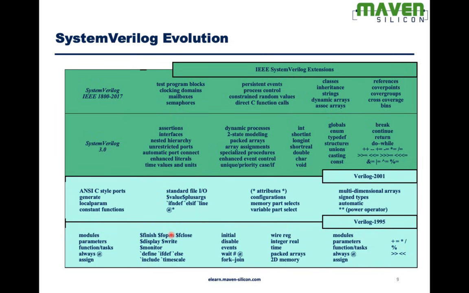This is how Verilog evolved. It started off with the version 1995, and then it became 2001, and then it emerged as SystemVerilog. So this was the transition, Verilog to SystemVerilog. The version was 3.0, and then it became SystemVerilog IEEE 1800 2017. This is the latest version of SystemVerilog. So basically SystemVerilog is an IEEE standard language. That's a huge advantage. All right.